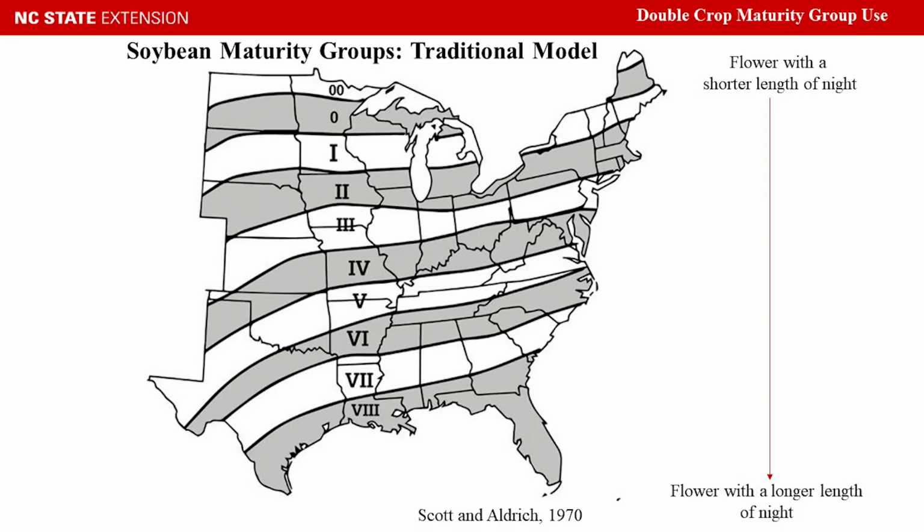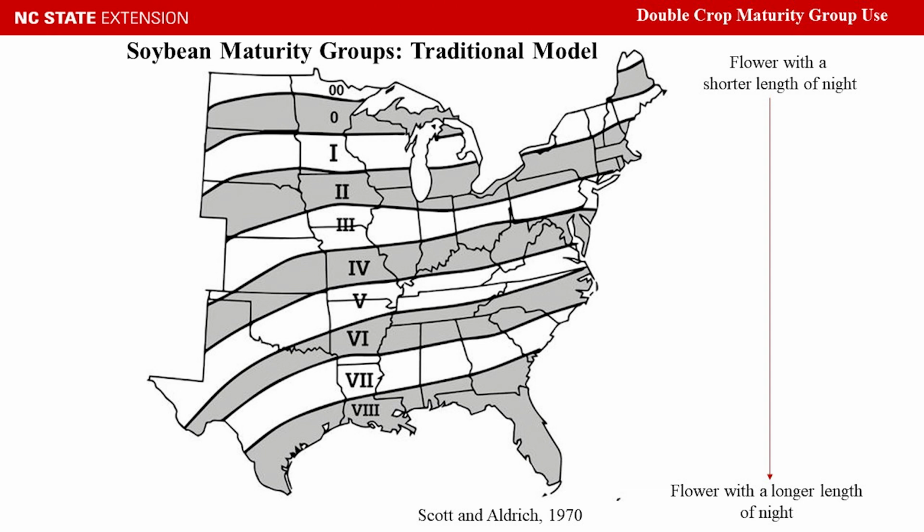To talk about another core agronomic decision that you have to make in double crop beans, we can talk about soybean maturity groups. I'm sure you've all seen this traditional model of soybean maturity groups. This was developed in the 1970s. Why are they latitudinal zones?